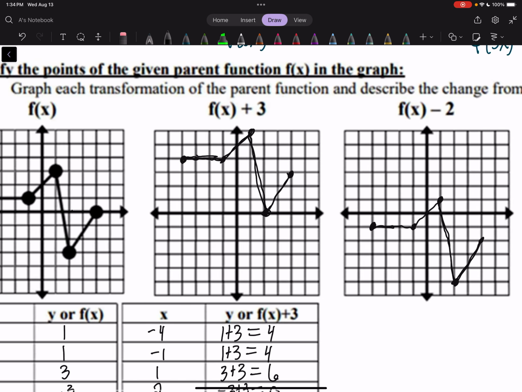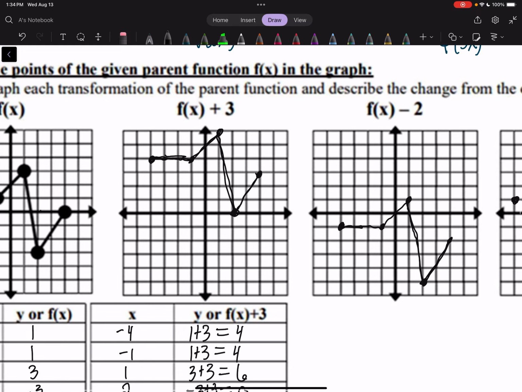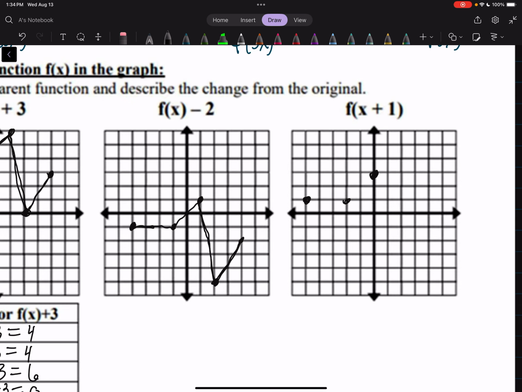All right, let's do a horizontal shift left 1 unit. F of x plus 1. So my previous coordinate was -4, 1. Now it's going to be -5, 1. It's going to be -2, 1. It's going to be 0, 3. Make sure I'm right. Yep, 0, 3. Then 1, -3. And then lastly, 3, 0. So here's my new graph for a horizontal translation, left 1.